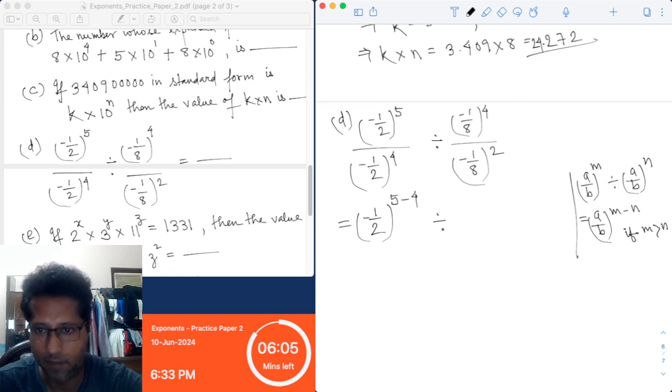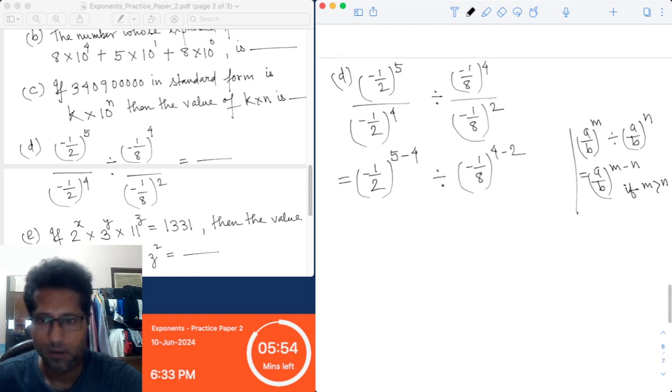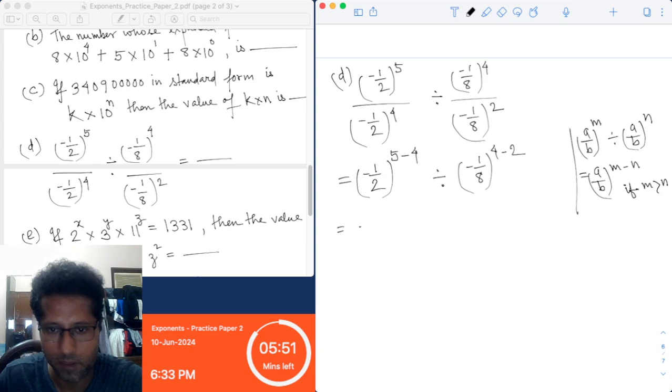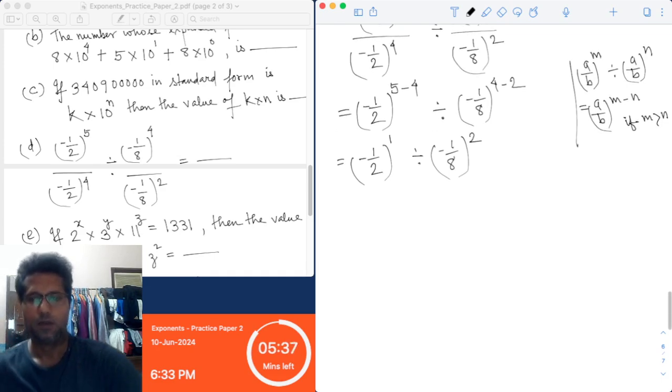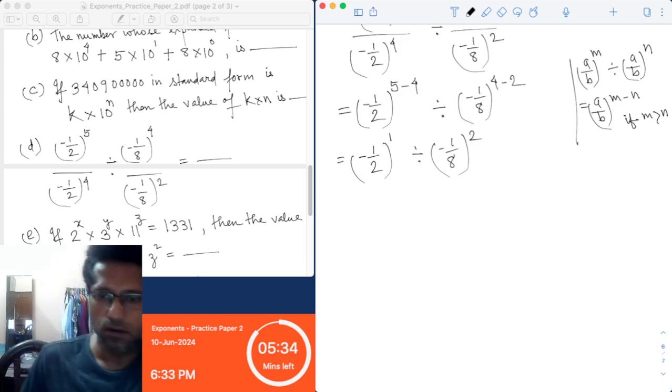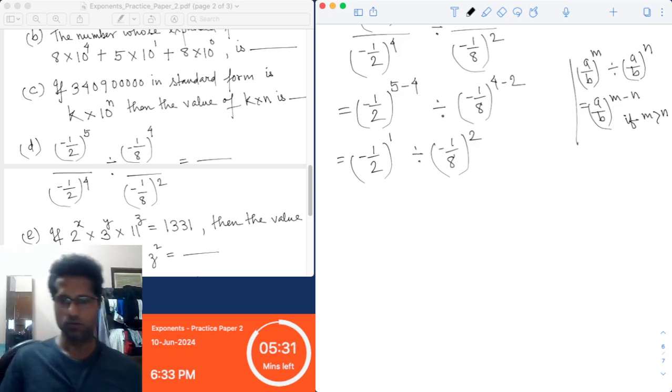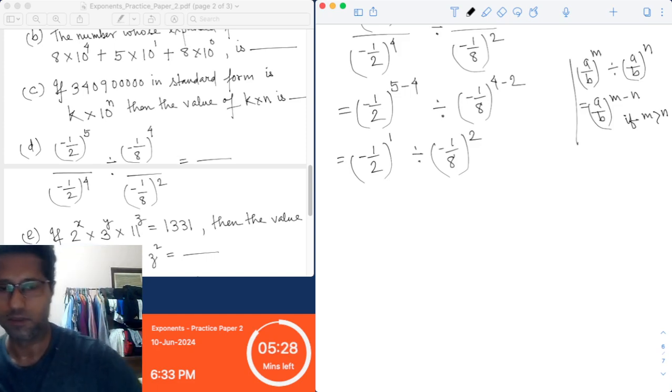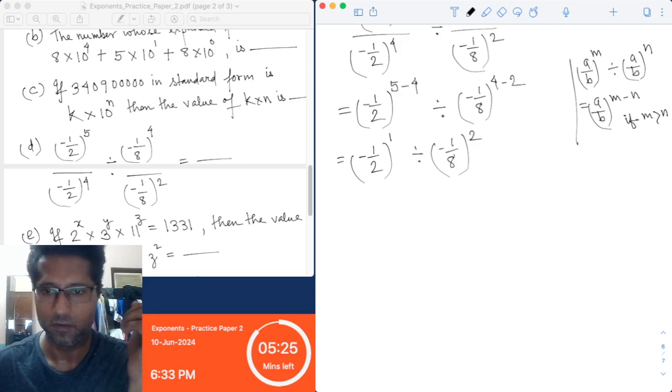This divided by, again we will do the same thing on the right hand side. This is minus 1 by 8 whole to the power 4 minus 2. Okay. Now let's simplify the powers. This becomes minus half to the power 1 divided by minus 1 by 8 to the power 2. Okay. Now we see that the bases are different and the powers are also different. So we have to apply the concept of division of rational numbers.